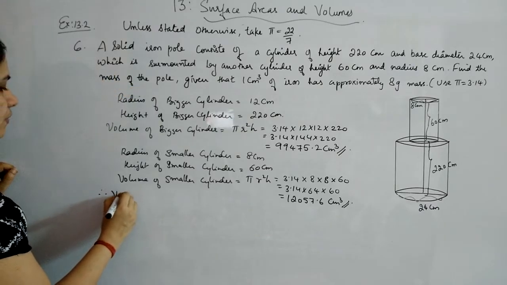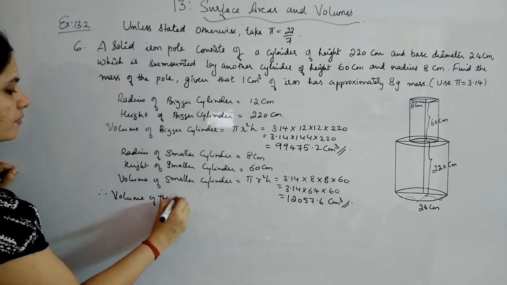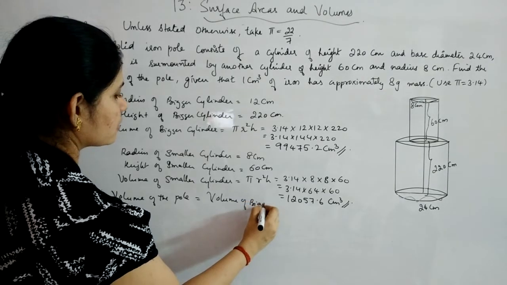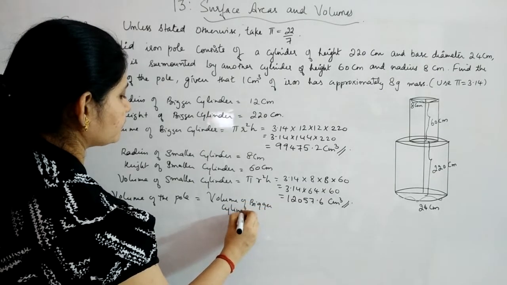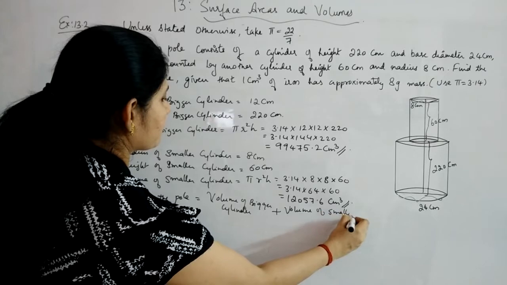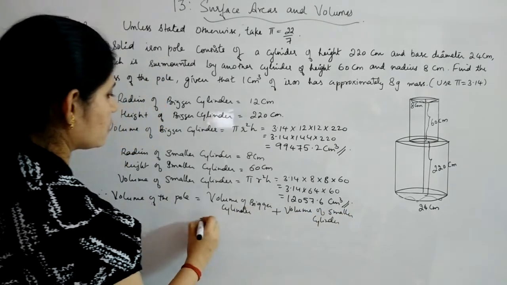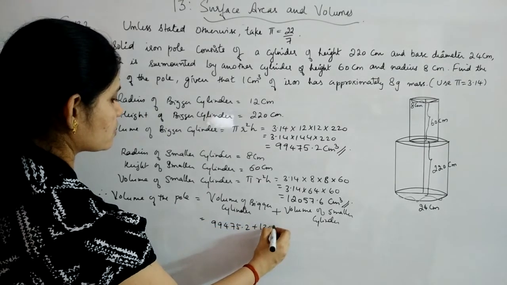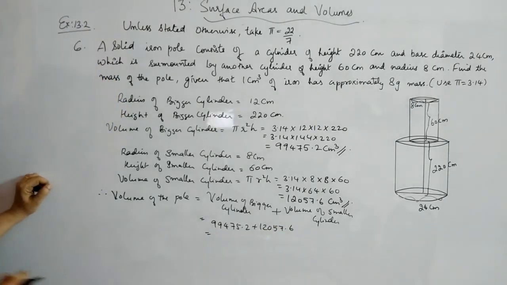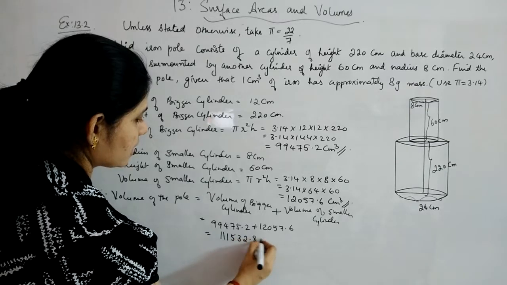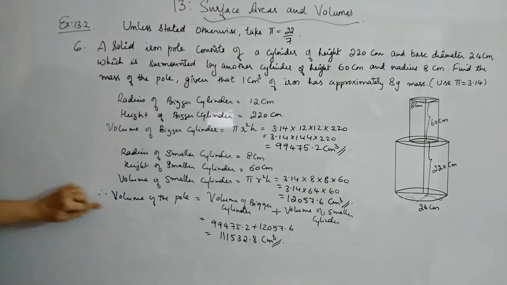Now you have to find out the volume of the pole. Okay, therefore the volume of the pole is equal to volume of bigger cylinder plus volume of smaller cylinder, which is equal to 99,475.2 plus 12,057.6, and you are getting this value to be, that is addition of these two, as 111,532.8 centimeter cubes. So this much is the volume of the pole.